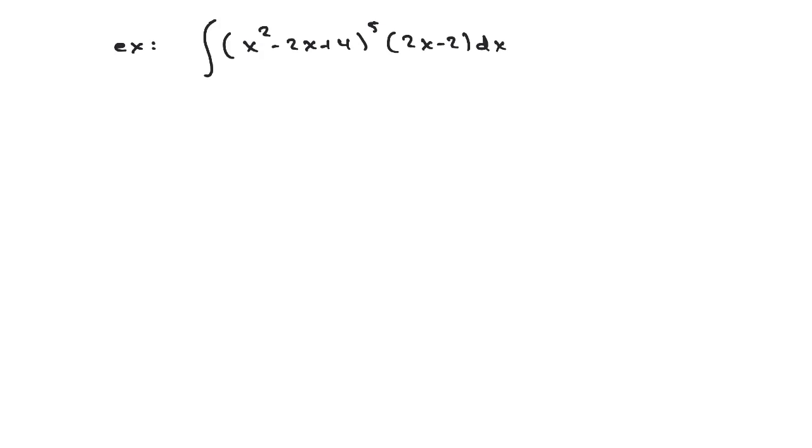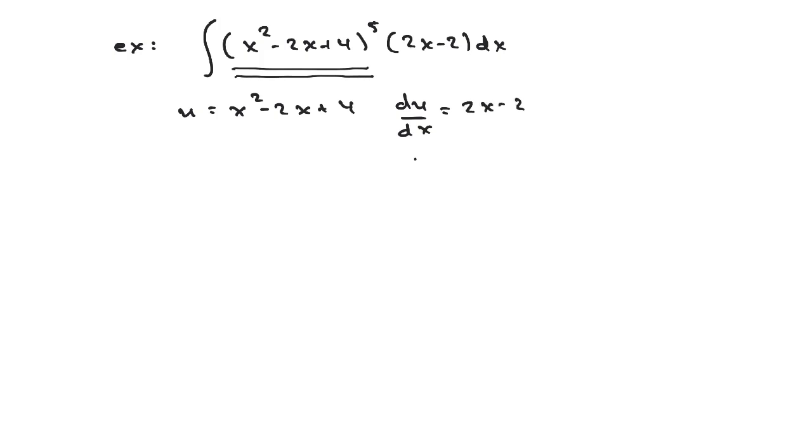Okay, so in this case, again, we can see that we have a function of a function. Here we have something like the power rule, a power function, but the inner function is this polynomial x squared minus 2x plus 4. If I call u equal to x squared minus 2x plus 4, then du dx is equal to 2x minus 2, and so du is equal to 2x minus 2 times dx.